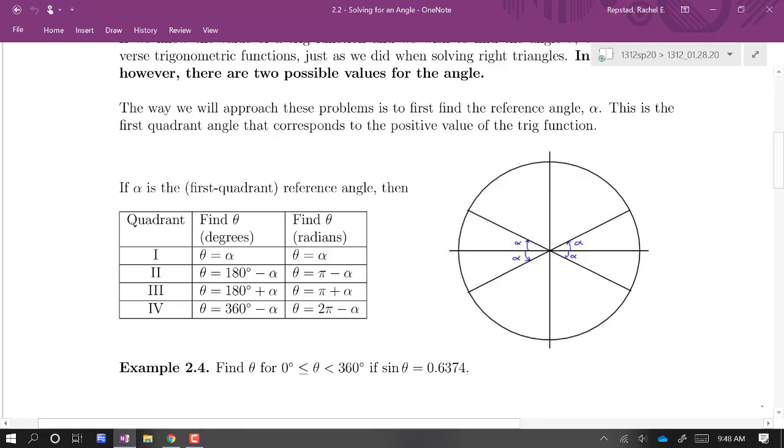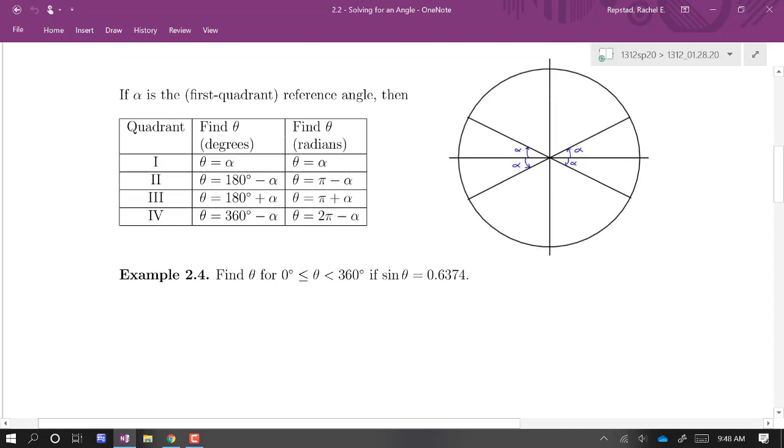So let's do some practice. You'll note this says find theta for theta between 0 and 360. They're saying find everywhere on the circle, for one go around the circle, where sine theta is positive 0.6374. Our reference angle is alpha, a first quadrant angle. No matter if this were a positive or negative 0.6374, sine of alpha is always positive. Same for cosine or tangent. When you're finding that reference angle, whatever the value of the trig function, just make sure it's positive, because everything's positive in the first quadrant.